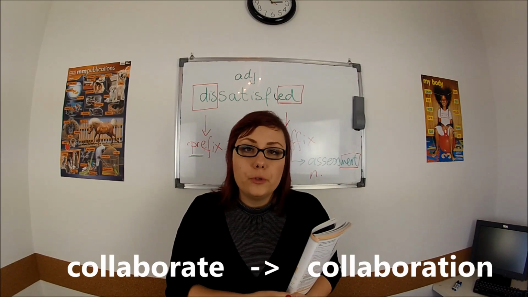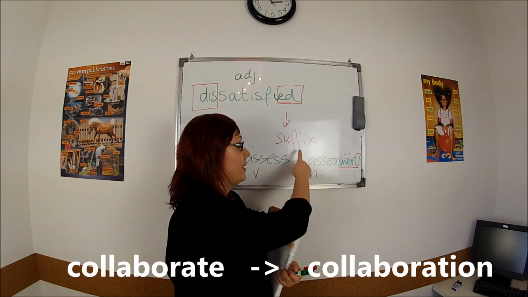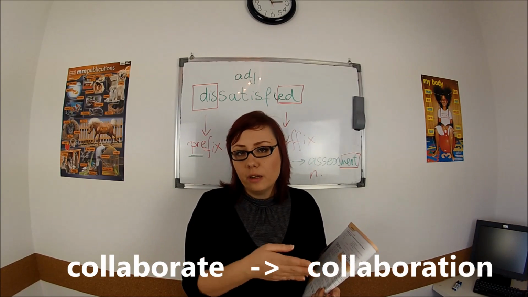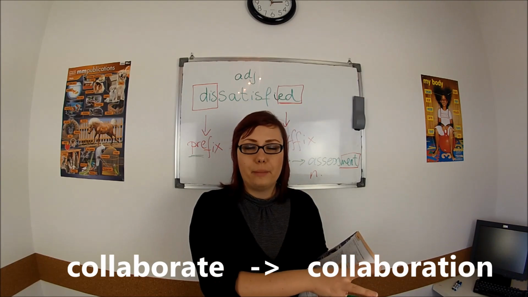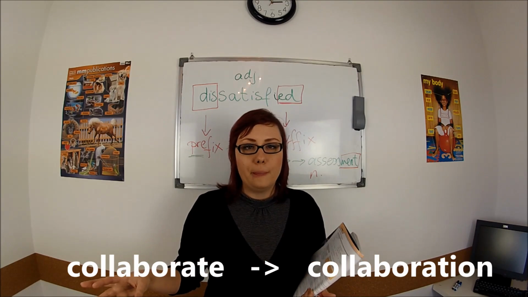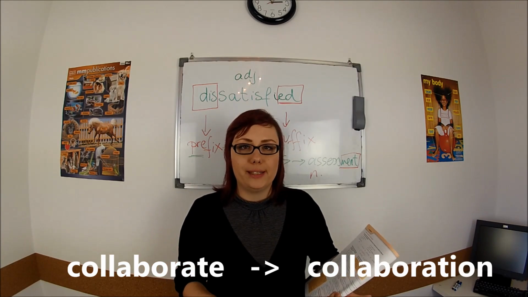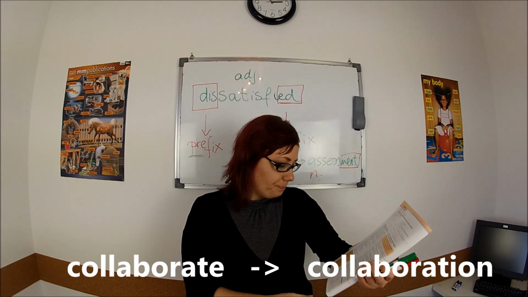Collaboration. So you know that collaboration, tion, is a noun suffix again. It's a noun suffix. So if the word ends in tion or ion, you know that it's a noun. So the noun is collaboration. And what's the verb? Yes, it's collaborate. Collaborate verb, collaboration noun.